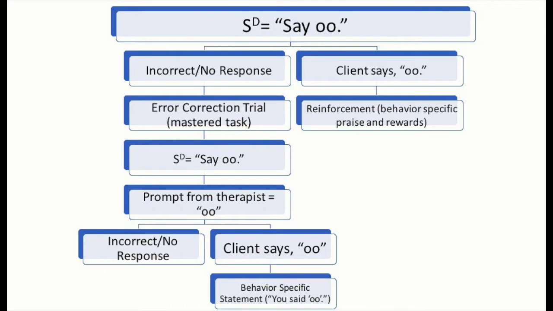So what do we do? We run a mastered trial, a mastered task, that high P sequence. So let's say our client is able to clap their hands when I ask. So I say, clap your hands, and they can do that. So that's the high P we're going to do. So you've given the SD, say ooh, they then don't say ooh or say something else. So then you're going to run a mastered task. Clap your hands.